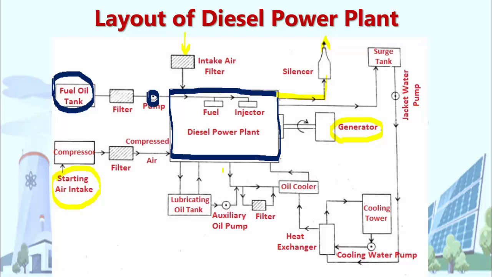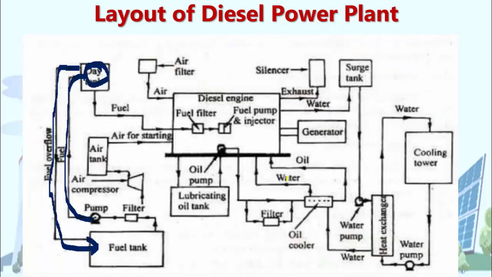Right. The auxiliary circuits are, as I already told you, enormous heat is produced inside the diesel engine. That heat has to be removed by the cooling water circuit. That cooling water circuit is shown here. I will show you the auxiliary circuits in the next layout. This is the layout you have to draw and explain in your examination. And I already told you the fuel and air circuit. That is, this is the atmospheric air, and this is starting air, right? Here, exhaust gases are released to the atmosphere through the silencer.